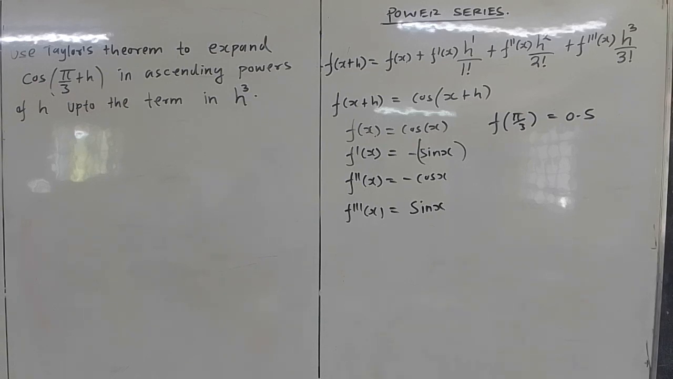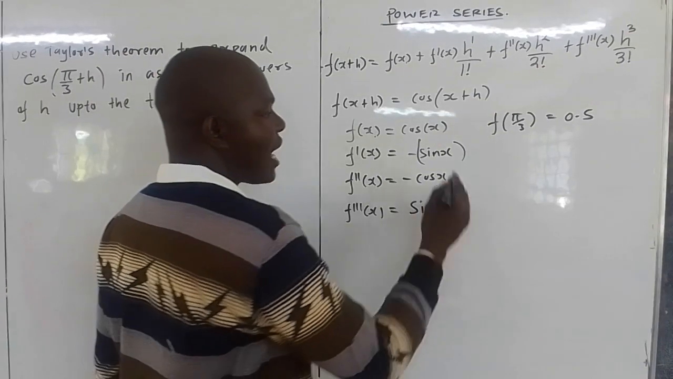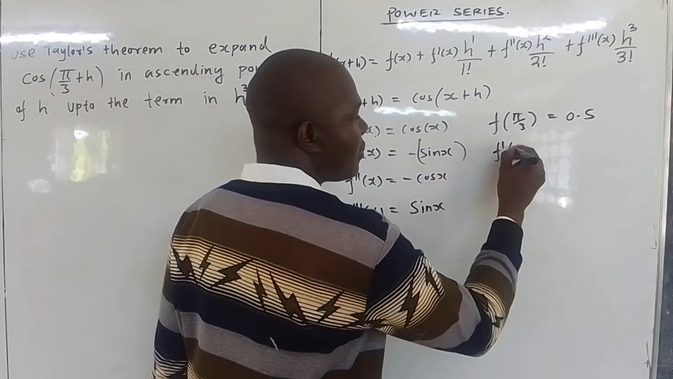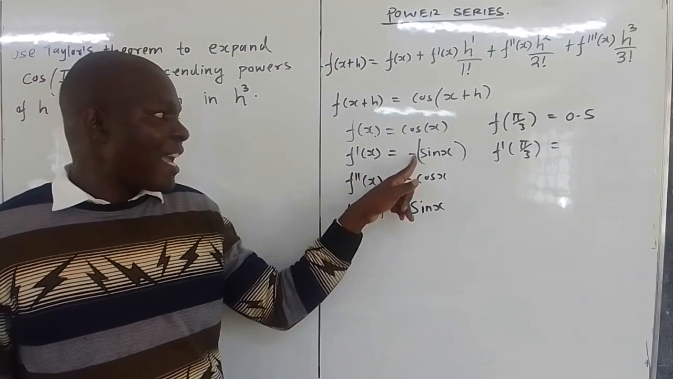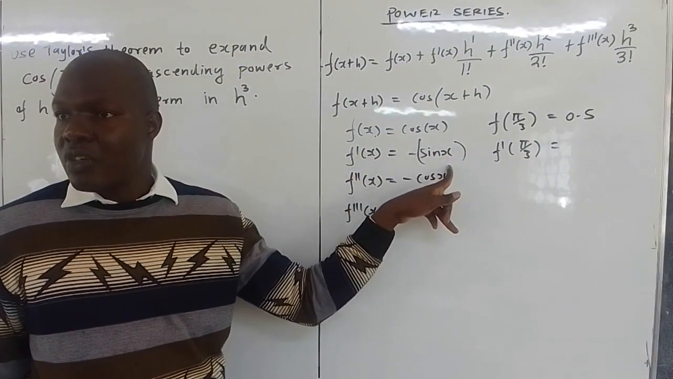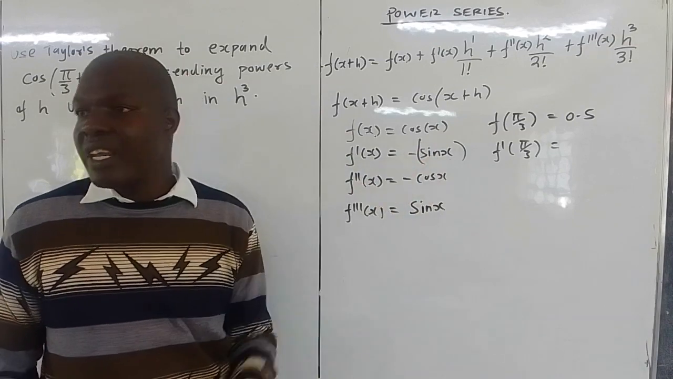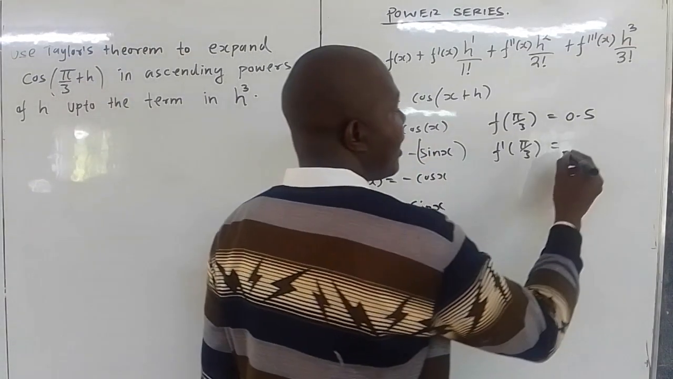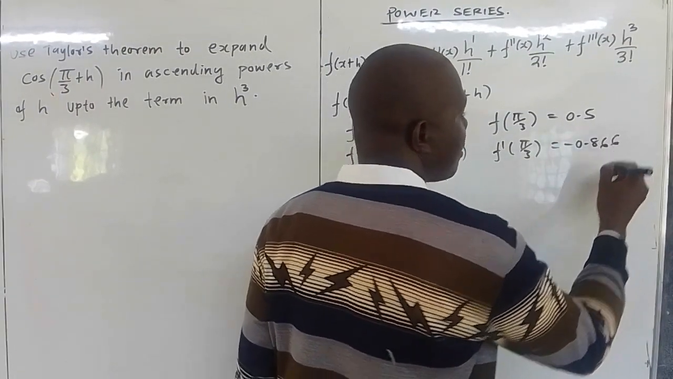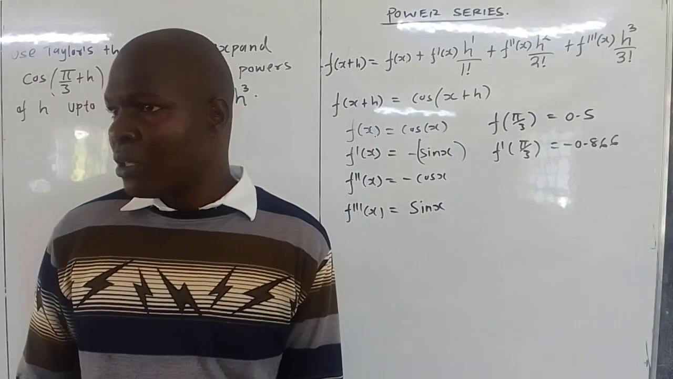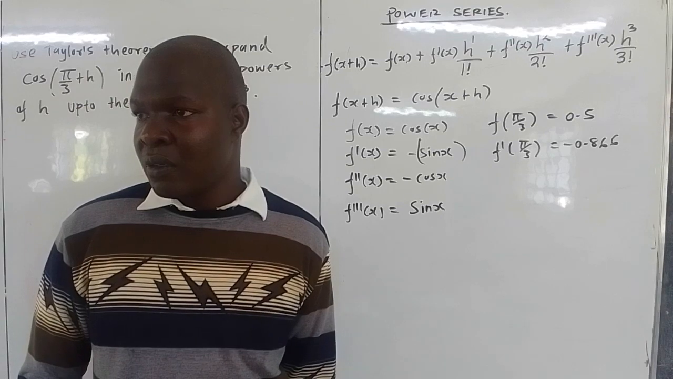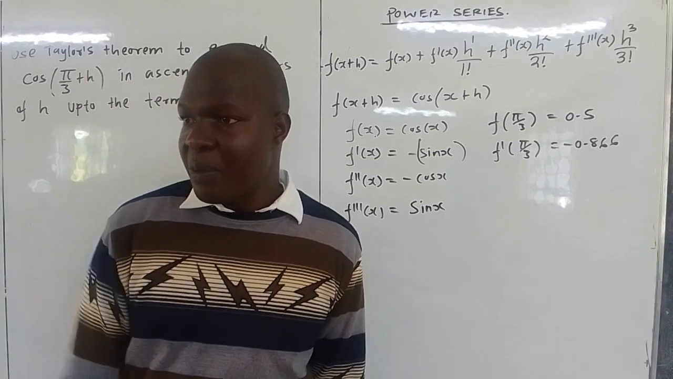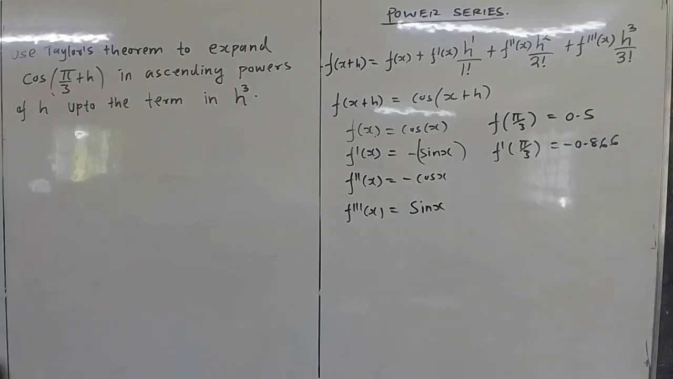0.5. I move to the next one. Here is f prime of pi over 3. F prime of pi over 3 is what? It is minus sine pi over 3, isn't it? So go to the calculator, negative sine pi over 3. These are special angles. They are things you are supposed to know often. What is negative sine pi over 3? You move to the next one.